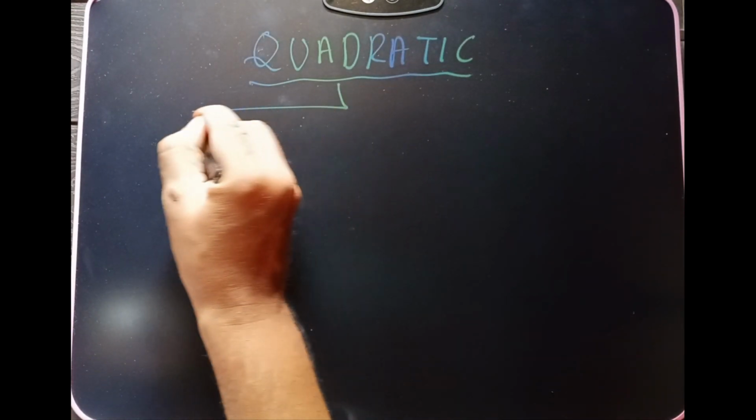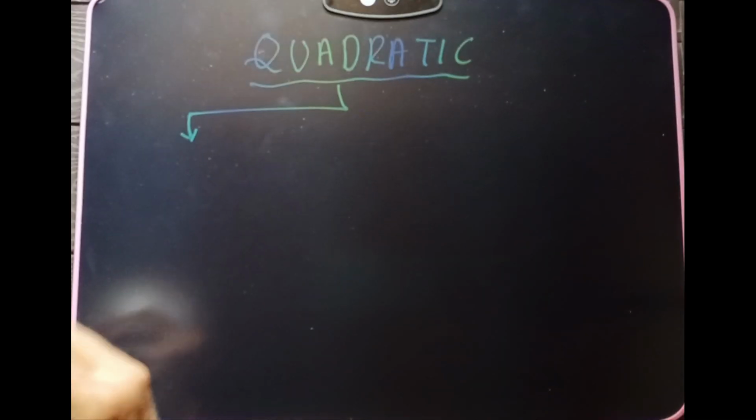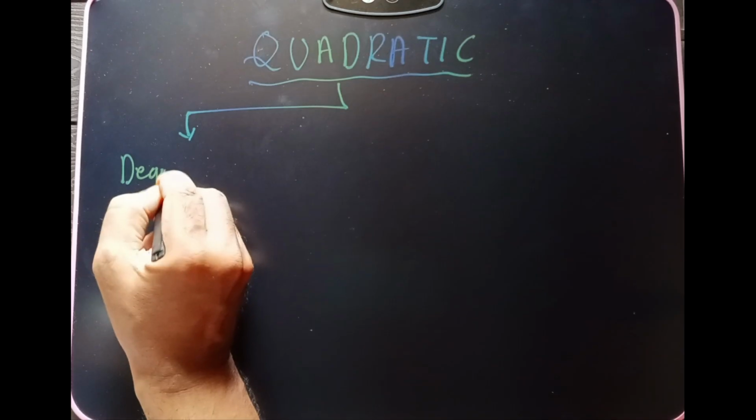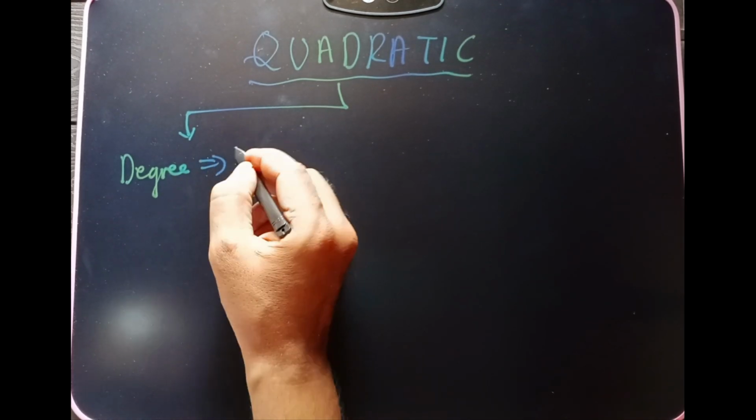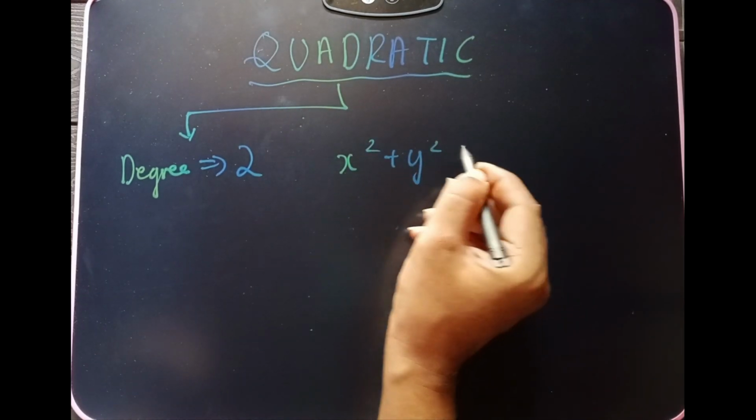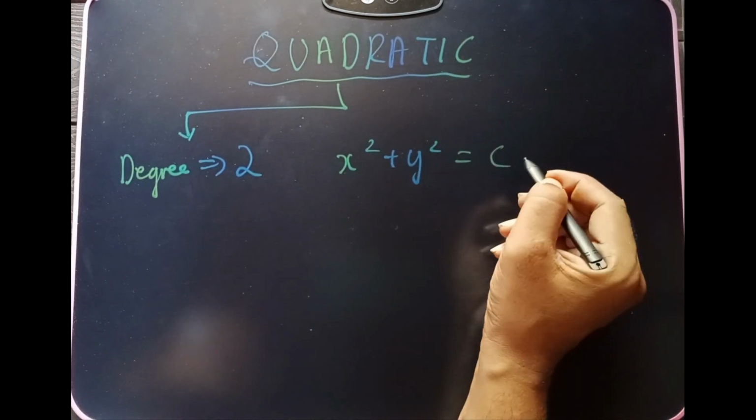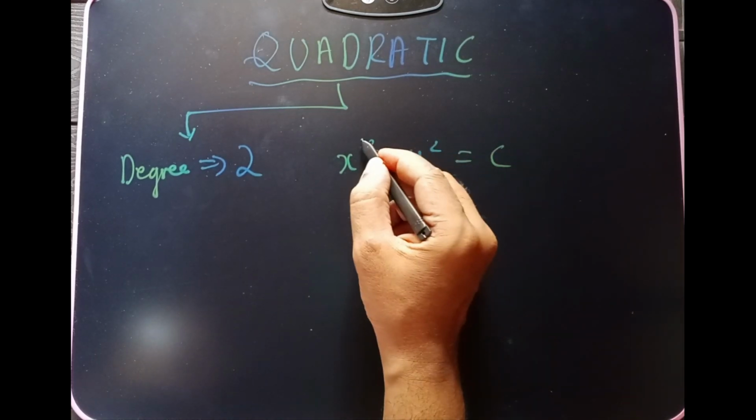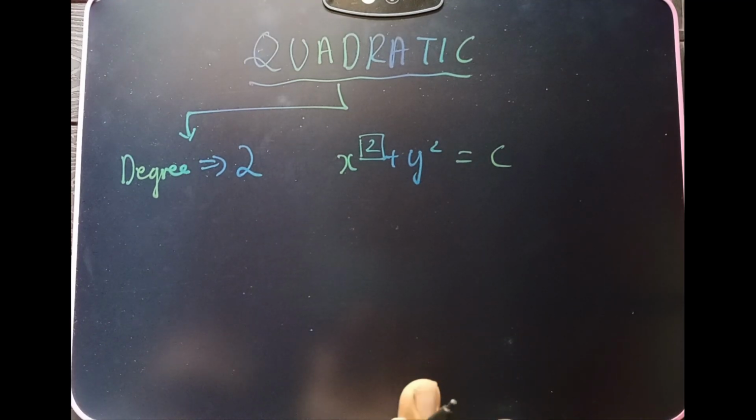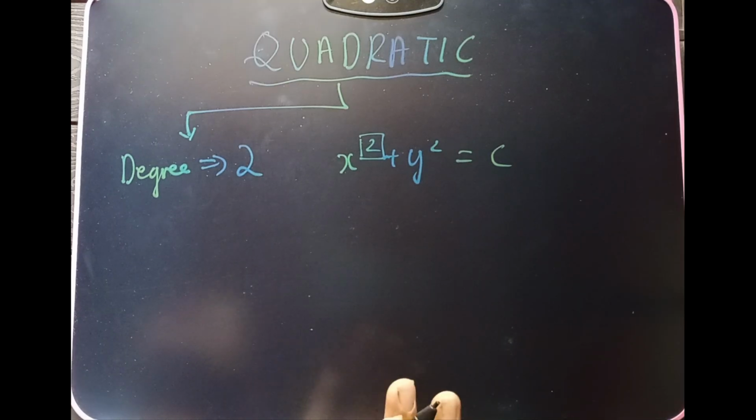To identify a quadratic equation, the highest degree has to be 2. For example, x square plus y square is equal to c. This is a quadratic equation of order 2, right? Second degree equations are quadratic equations. My earlier statement of order 2 is slightly debatable. It should be second degree equations. Second degree equations are quadratic equations.